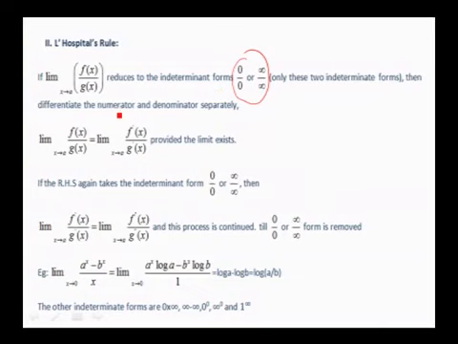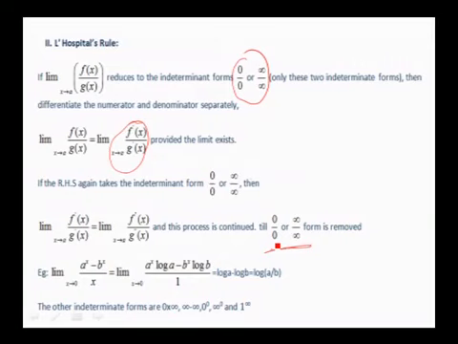You can differentiate the numerator and denominator separately and write the limit of f(x) by g(x) as equal to the limit of f dash x over g dash x, provided the limit exists. If the RHS again takes the indeterminate form 0 by 0 or infinity by infinity, then the limit of f dash x over g dash x is equal to the limit of f double dash x over g double dash x as x tends to a, and the process is continued until this indeterminate form is removed.